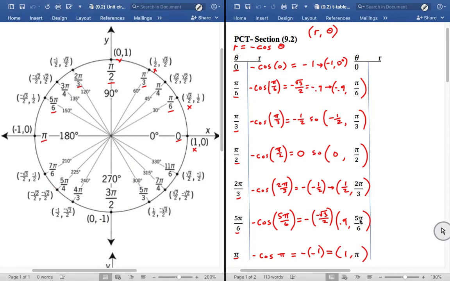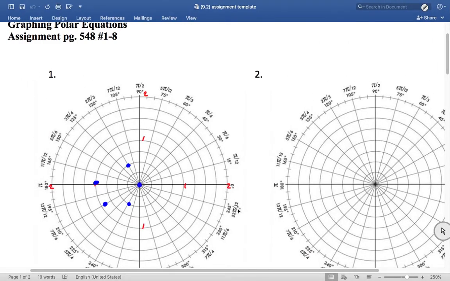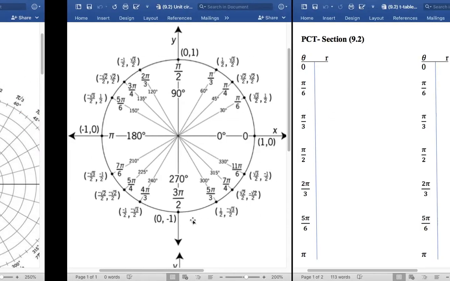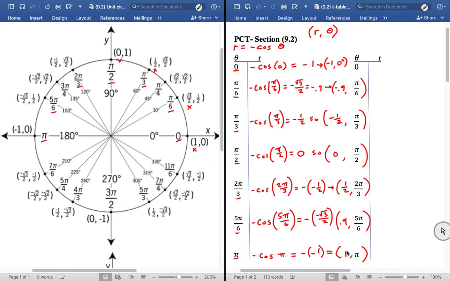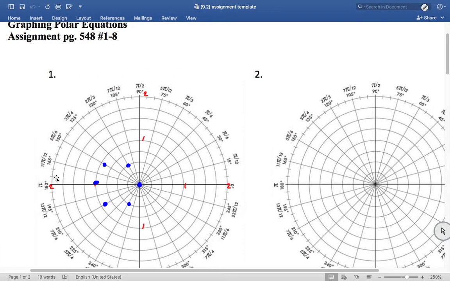How about 0.9 comma 5 pi over 6? Let's get on our 5 pi over 6 line and go almost out to 1. Almost out to 1. And then I'm guessing that the last one is 1 comma pi. That's on the pi line, and it's out to 1, which we already started with.